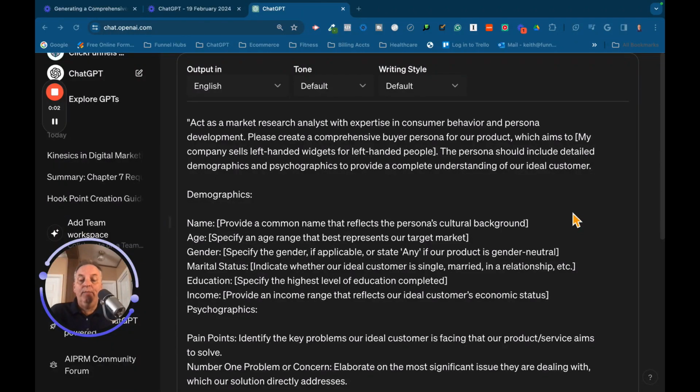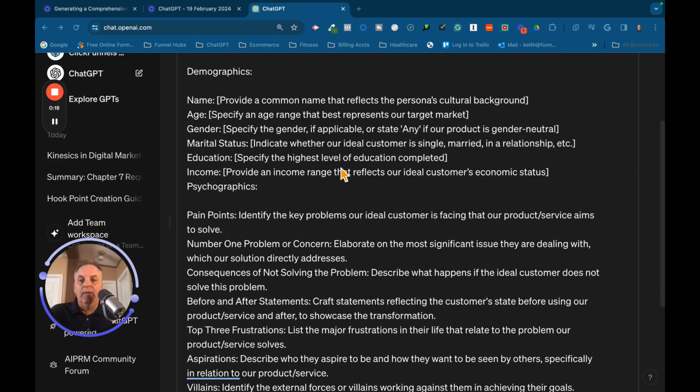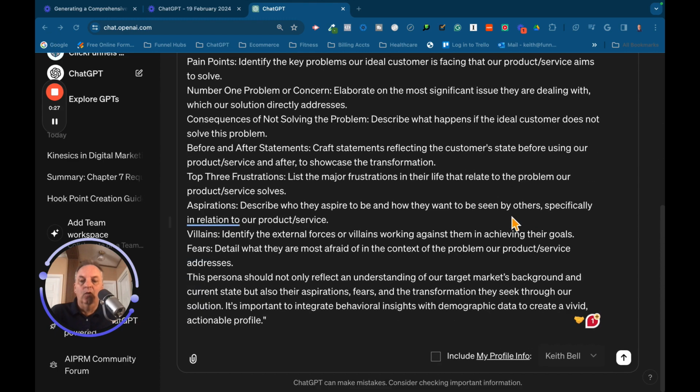Okay, so I've copied and pasted the prompt, our new prompt, into ChatGPT. And in the section where it said, describe your product or service, I put in there, my company sells left-handed widgets for left-handed people. This should be interesting. I'm not going to fill in all this stuff, but you can provide a common name, specific age range, gender if applicable. You can do all that on your own. So now we're going to click on the transmit button and see what we get.